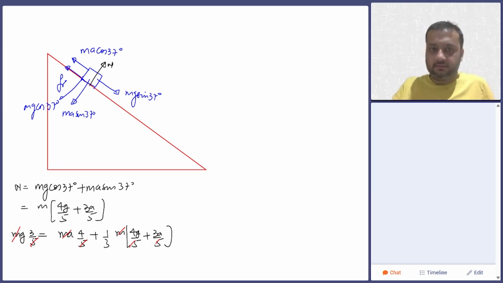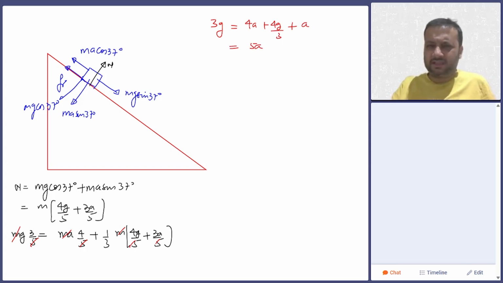So here 3g will be equal to 4a plus 4g/3 plus 3a/3, which is a itself. So I think this becomes 5a, and 3g minus 4g/3 becomes (9 - 4)g/3, that means 5g/3. So the acceleration minimum value becomes g/3.